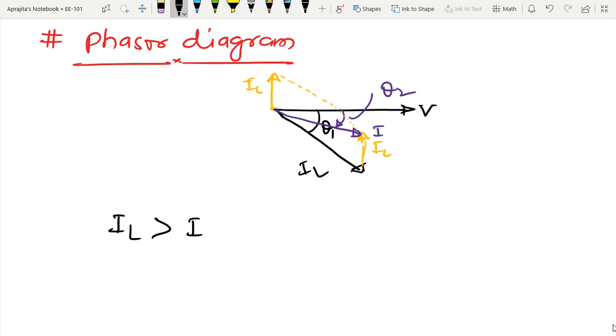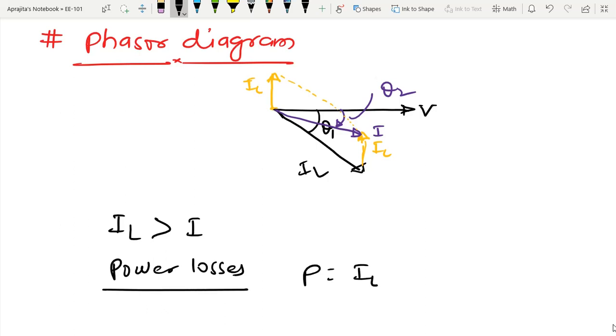So basically, if you calculate the power loss, the power loss is IL square R. So at the same supply voltage, one can see that the circuit draws a larger current IL than the current I, whatever I have shown using the phasor diagram, and due to that reason the power loss is more.